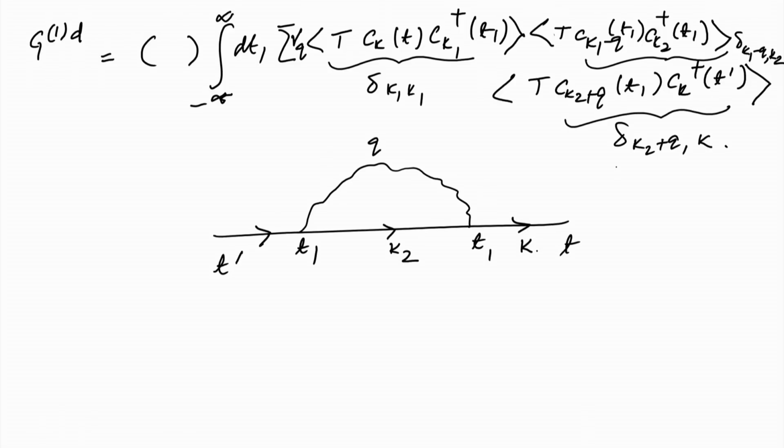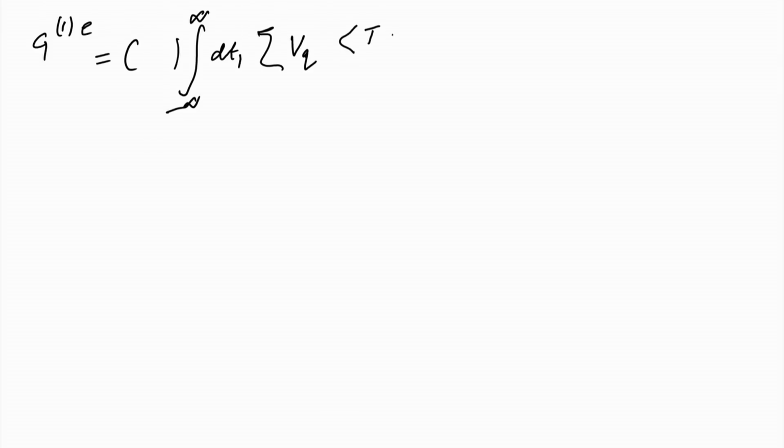Those are the three terms. Similarly, let me write down for completeness G 1 E. Now, this is something that is important, you should see it. So, then this is equal to again that bracket and then this dt 1, then there is a summation and then there is a V q. Now, you have a C k t.